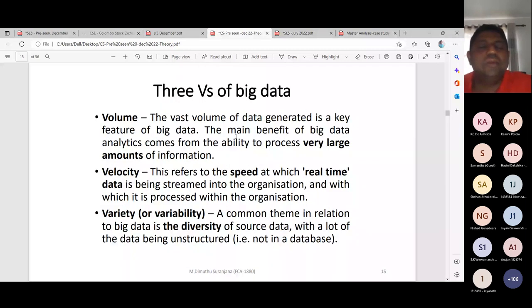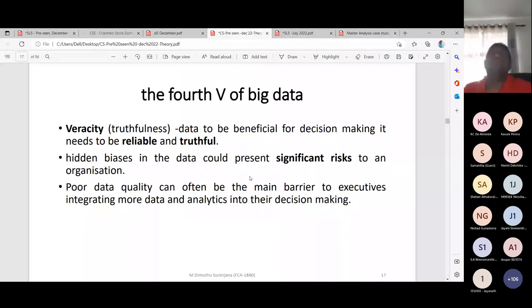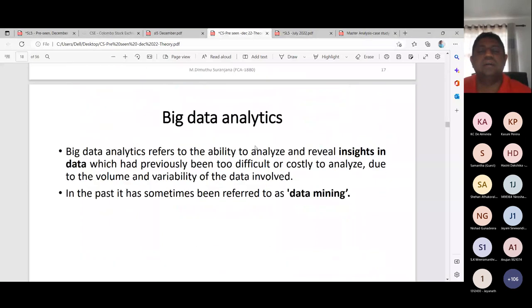So normally there are some important features of the big data: volume, velocity, and variety. Volume means there is a large amount of data available. Velocity means you can get information at a very quick rate. Variety means there may be different types of data available. Then the fourth variable is veracity. So how much the information is true, whether you can rely on that. Those are the four characteristics of the big data.